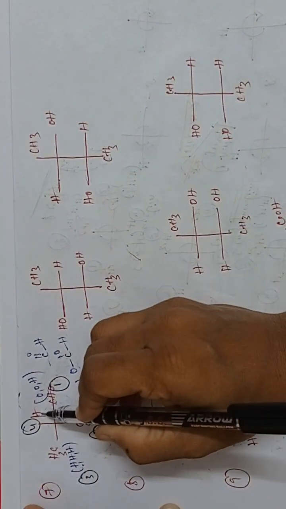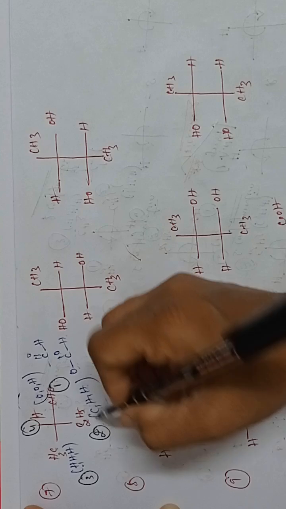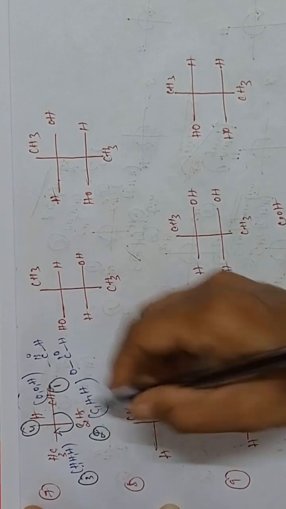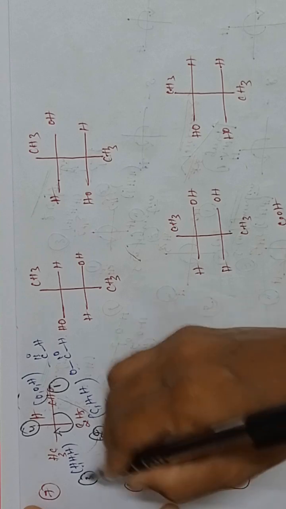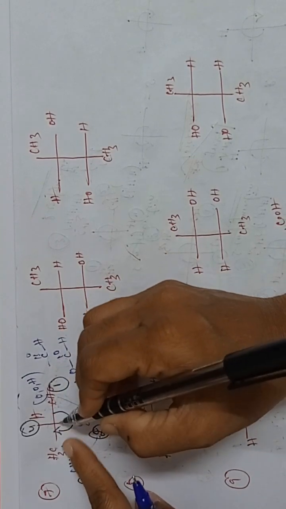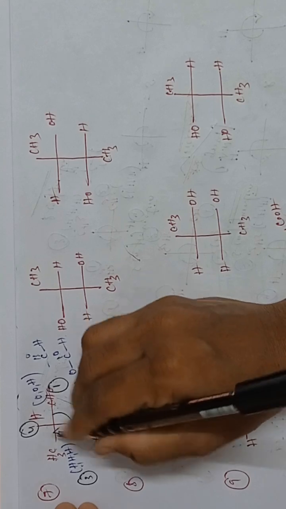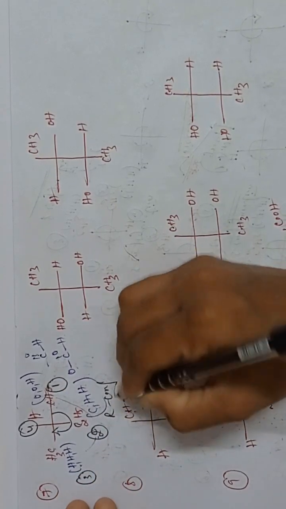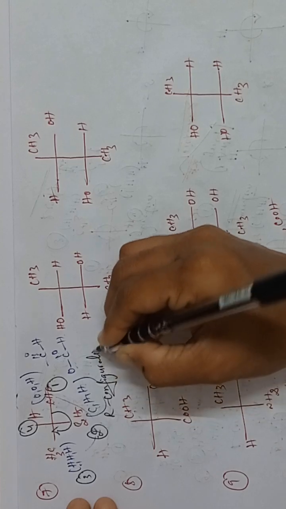Now the hydrogen atom is on the vertical line, and in which direction does the atomic number priority order go, students? This is clockwise. 1, 2, 3. It is clockwise direction and the hydrogen atom is on the vertical line. What is the configuration, students? Clockwise, vertical line, R configuration. This is R configuration.